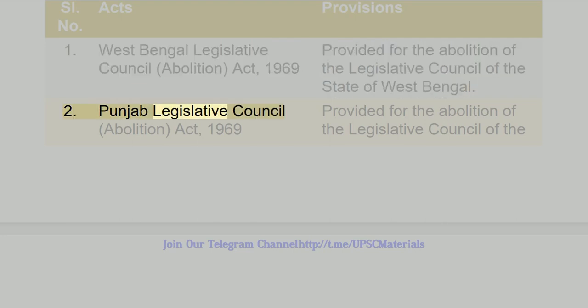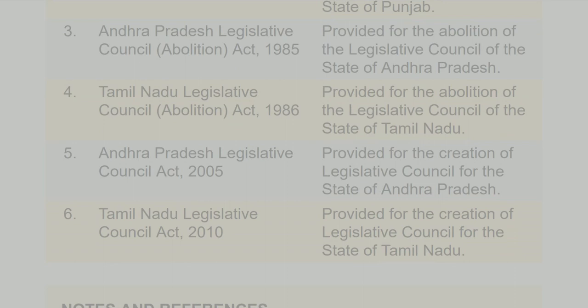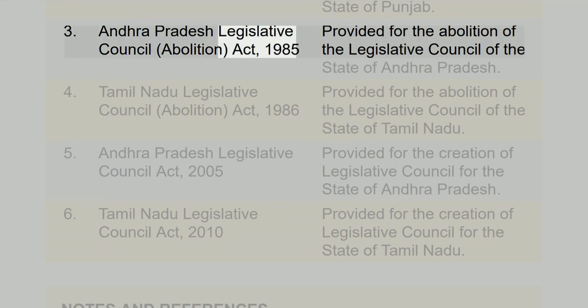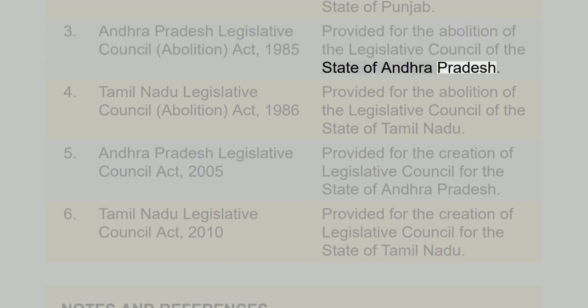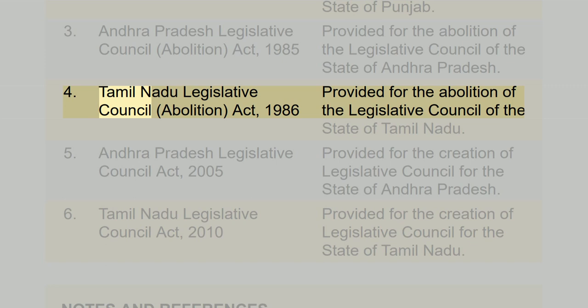The Punjab Legislative Council Abolition Act, 1969 provided for the abolition of the Legislative Council of the State of Punjab. 3. The Andhra Pradesh Legislative Council Abolition Act, 1985 provided for the abolition of the Legislative Council of the State of Andhra Pradesh. 4. The Tamil Nadu Legislative Council Abolition Act, 1986 provided for the abolition of the Legislative Council of the State of Tamil Nadu.